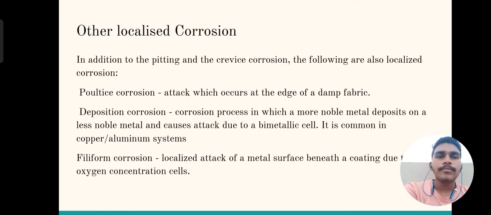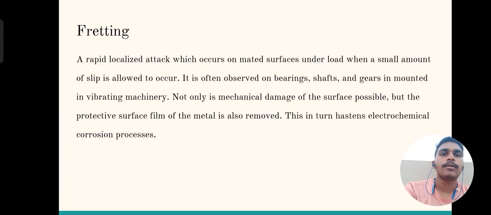Other localized corrosion. In addition to pitting and crevice corrosion, the following are also localized corrosion. Filiform corrosion, an attack which occurs at the edge of the damp fabric. Deposition corrosion, a process in which a more noble metal deposits on a less noble metal and causes attack due to a bimetallic cell. It is common in copper aluminum systems. Filiform corrosion, a localized attack of a metal surface beneath a coating due to oxygen concentration cells.